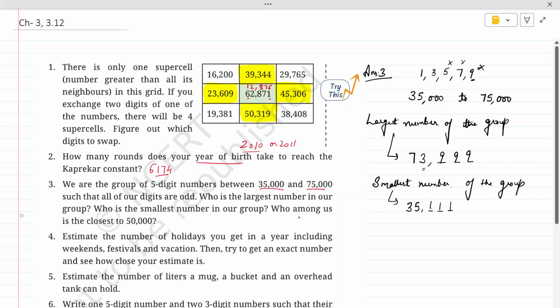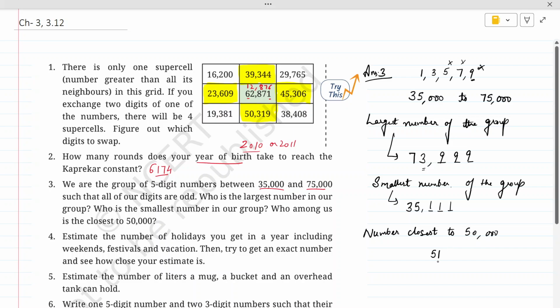And now, which number among them is closest to 50,000? So that means we have to make another odd number which is closest to 50,000. And it should have what? It should have all odd numbers. So the number closest to 50,000 starts with 5 first.